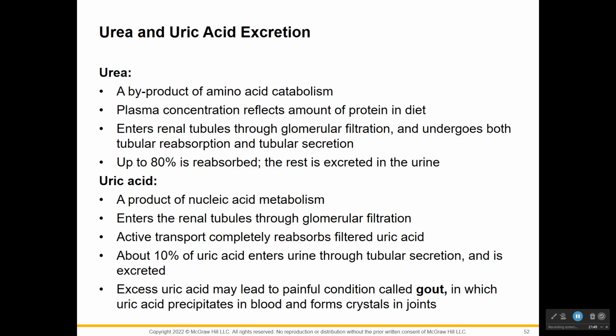So urea does enter the renal tubules through the glomerular filtration. It's small enough to go, but it's also going to undergo both reabsorption and tubular secretion. It says 80% of it is reabsorbed and the rest is going to be in your urine. Of course, the more protein you eat, the more grams you'll see in the urine.